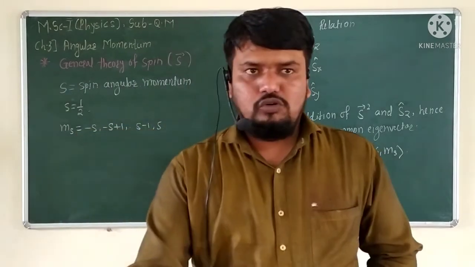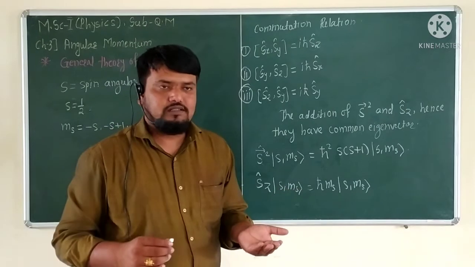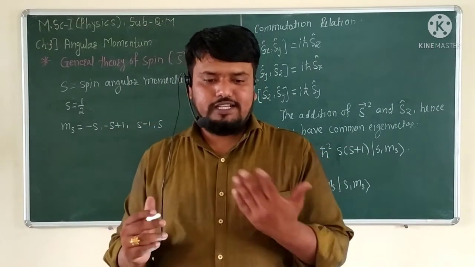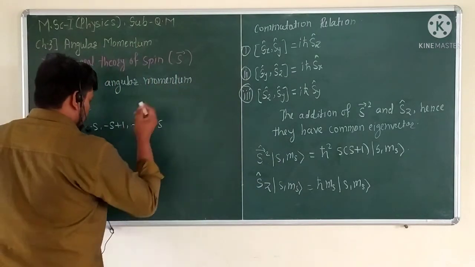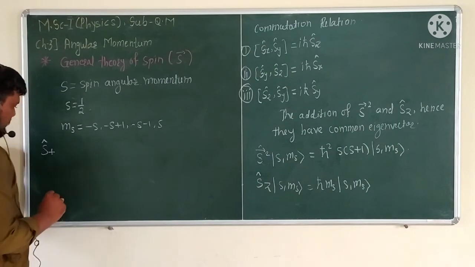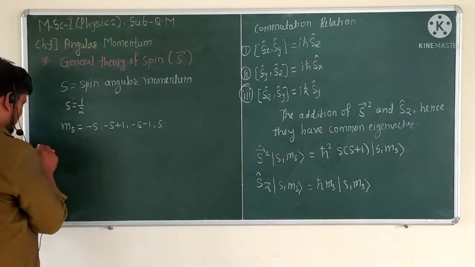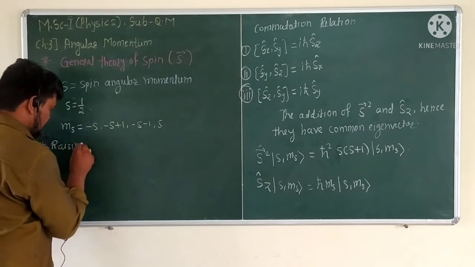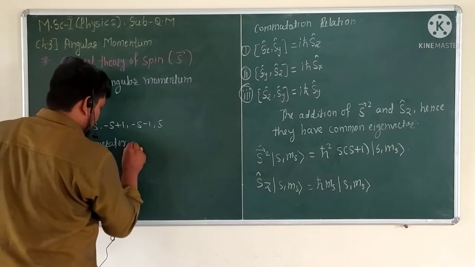Next we want to calculate the eigenvector or eigenvalue of s plus and s minus. First of all we want to write the formula of s plus, that is the spin rising operator.